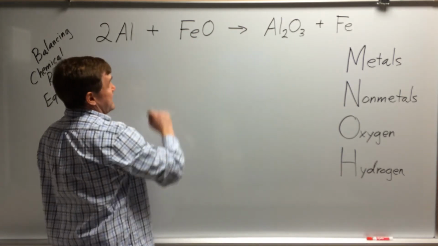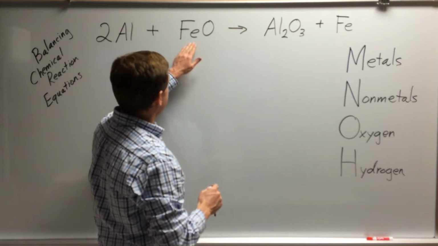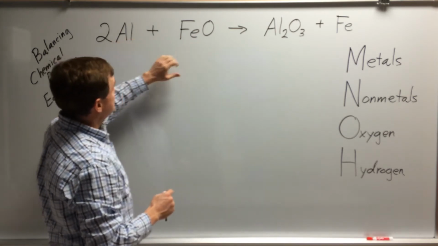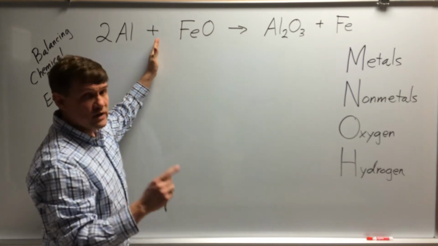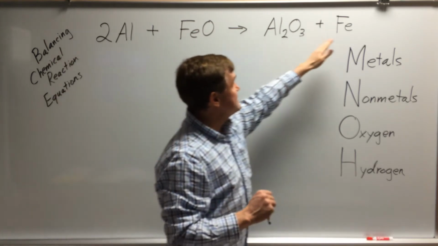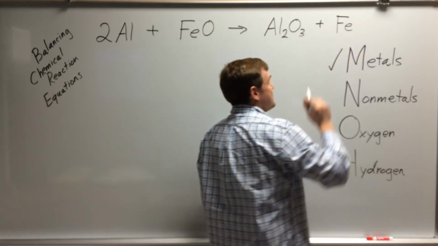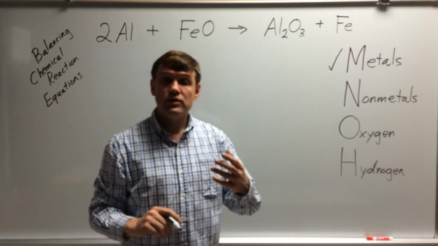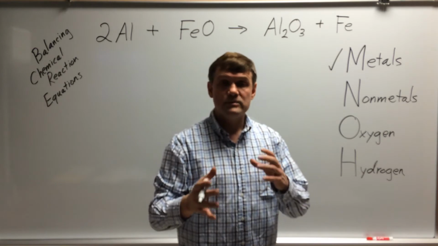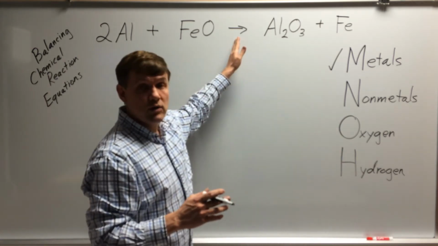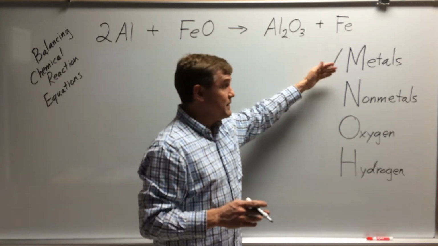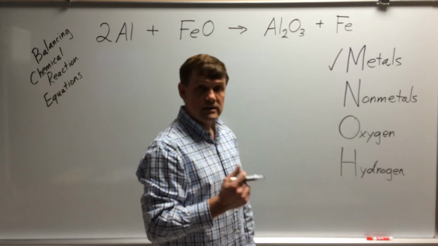My next metal is iron. And I have 1 iron atom here. I don't have any right here. So on the left side of my arrow, I've got 1 iron atom. On the right side, I have 1 iron atom. And that looks good. And because aluminum and iron are now both balanced, we have the same number of atoms on both sides of this arrow, I can put a check mark here on my MNOH checklist.